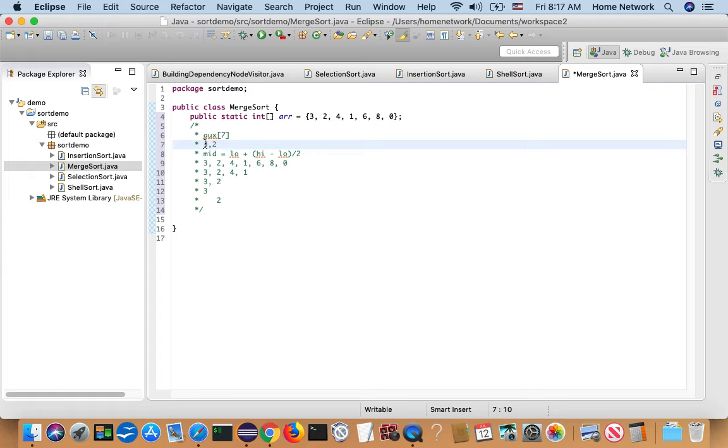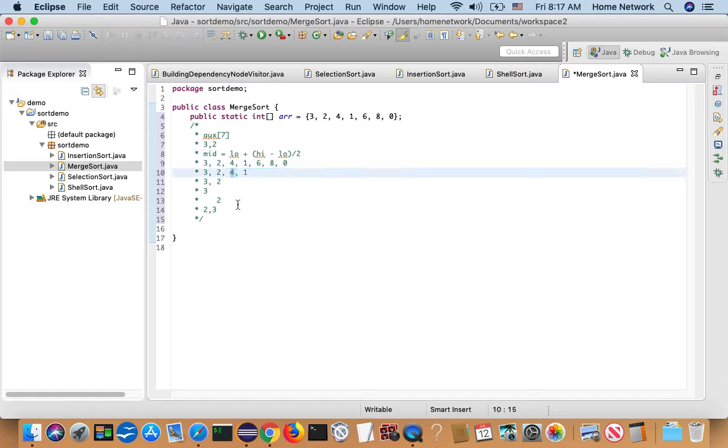And imagine this is the left half and right half. Then we compare 2 with 3. 2 is smaller, so we copy 2 back to the original index 0. Original array's index 0. And we copy 3 to the original array's index 1. And we're done with the merge, left to right. Now we handle this.